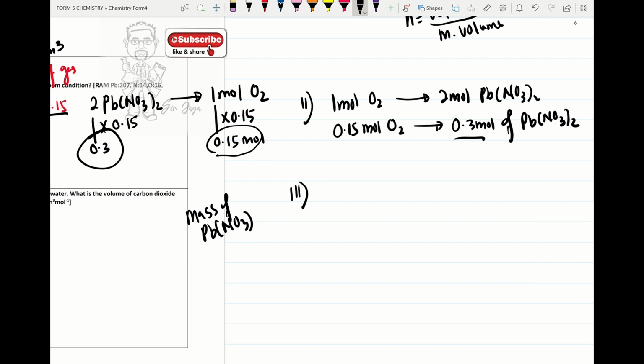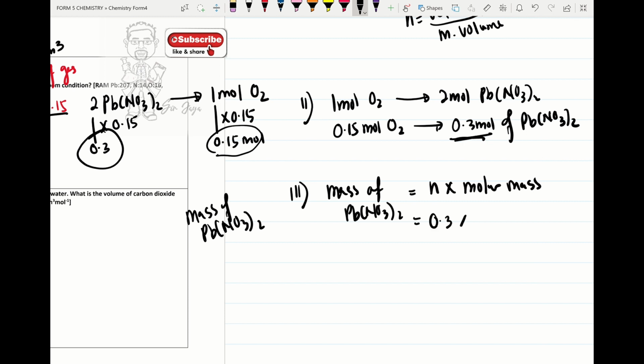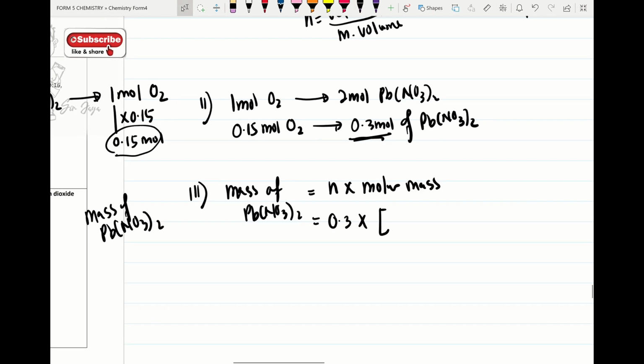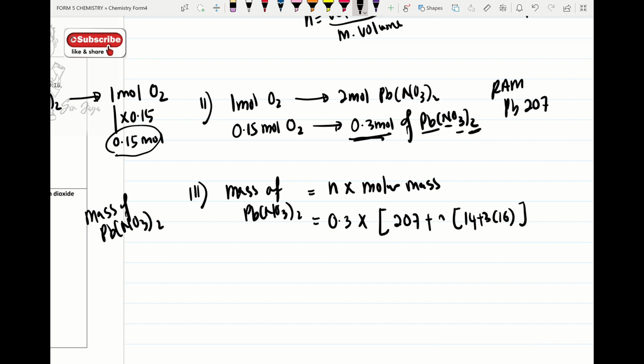So how to find the mass of lead(II) nitrate? We use the formula number of moles times the molar mass of lead(II) nitrate. The number of moles we already found is 0.3. So we open bracket, close the bracket, the RAM of lead is given as 207. So we take the 207, plus, open bracket, nitrogen 14, plus oxygen 3 times 16, close the bracket, and all of this we must times 2.